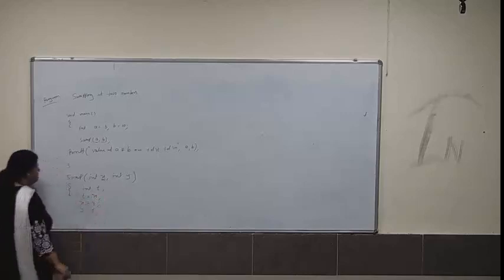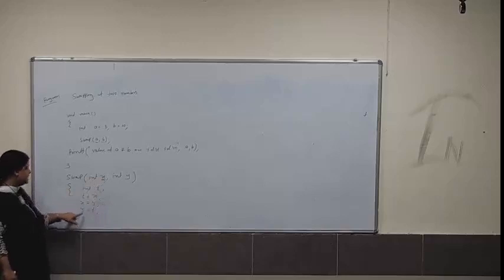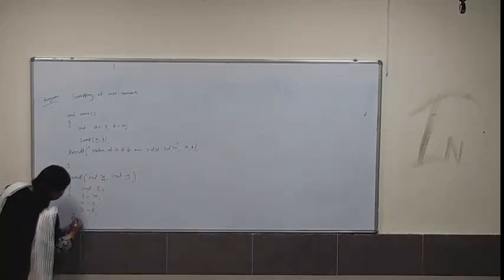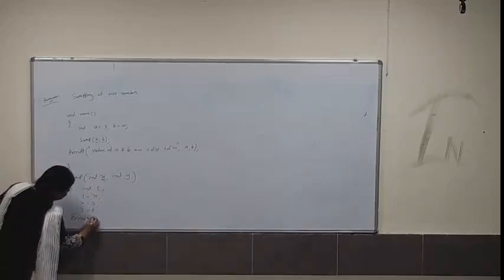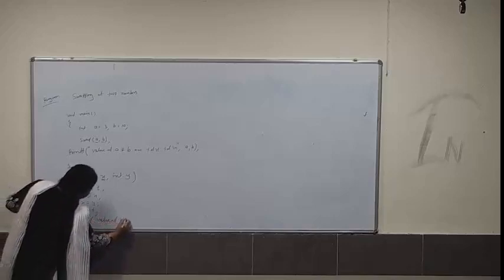What is the meaning of this? We are storing the value of x into t. Then we store the value of y into x, and finally we store the value of t into y. Now after the swapping we are going to print the values of x and y.